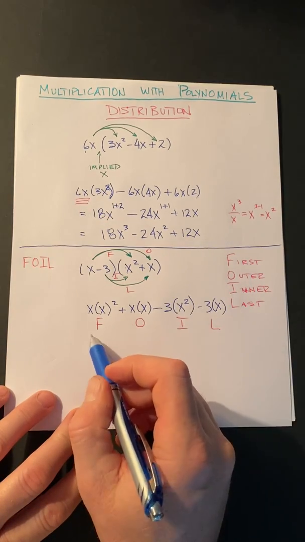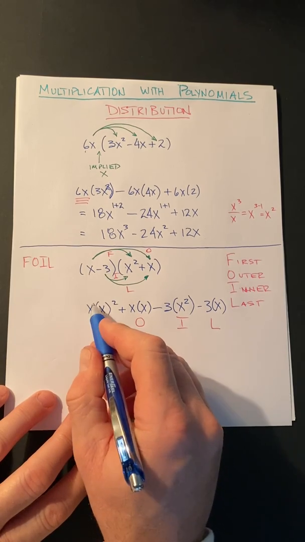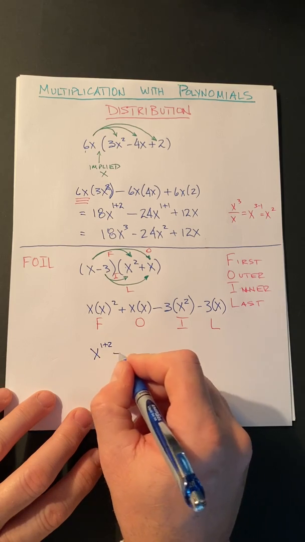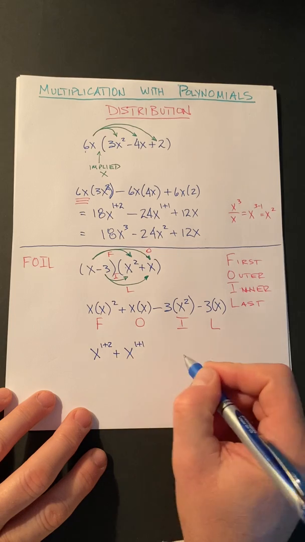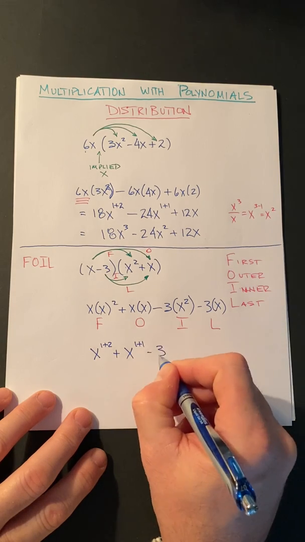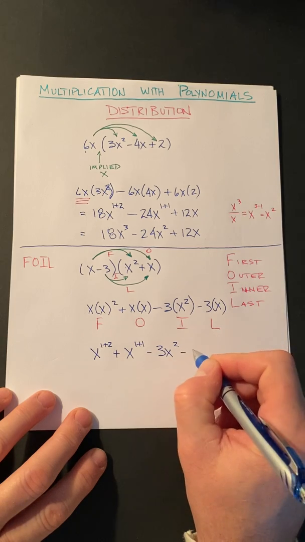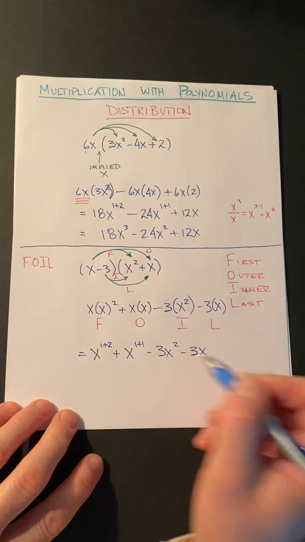Now I just go through and do the multiplication. So here I have x, my exponents are 1 plus 2, plus x, my exponents are 1 plus 1, minus 3x squared, right? Minus 3x, okay? So that's what that equals.